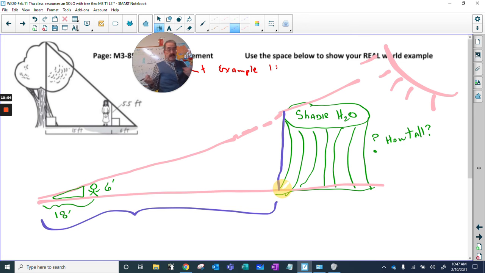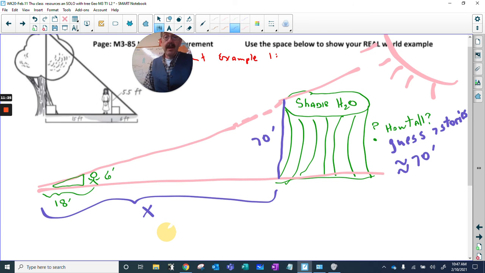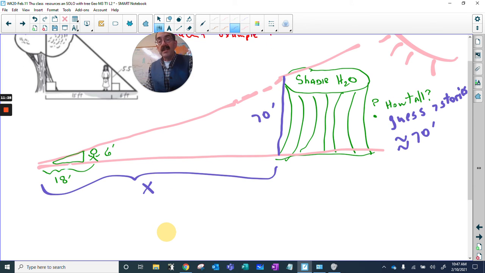But let's just say that water tower is probably seven stories tall. Let's say 7 stories, 10 feet each. We're going to say 70 feet. Let's put the X here. Now, side angle side. So I'm going to redraw our triangles.